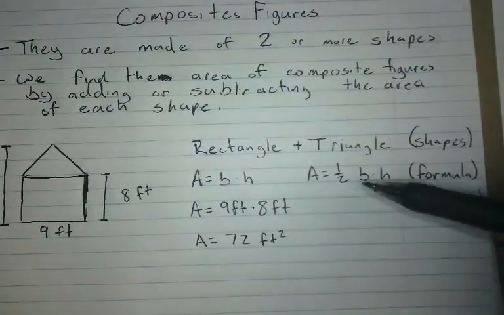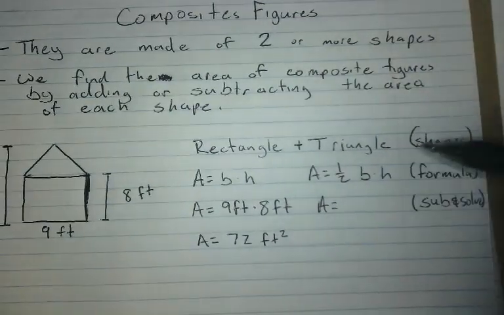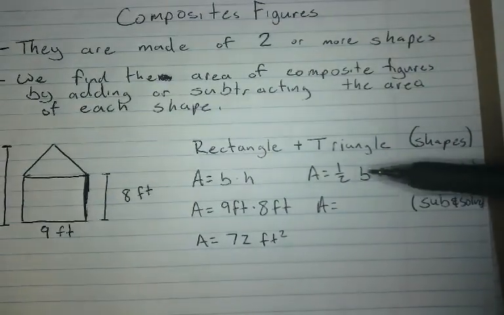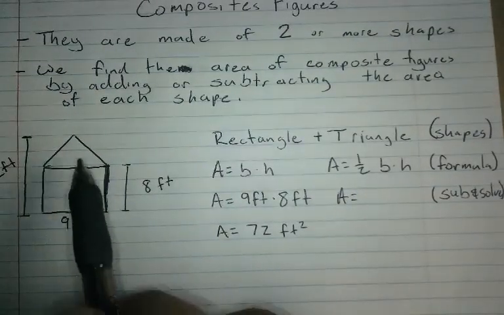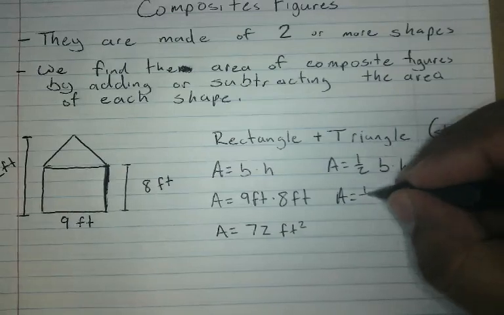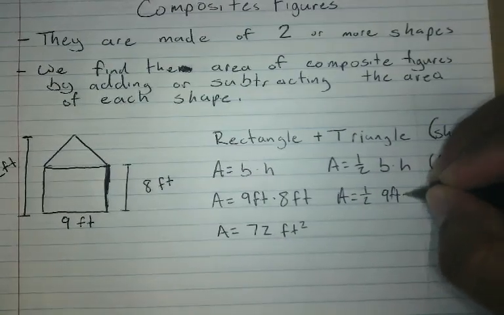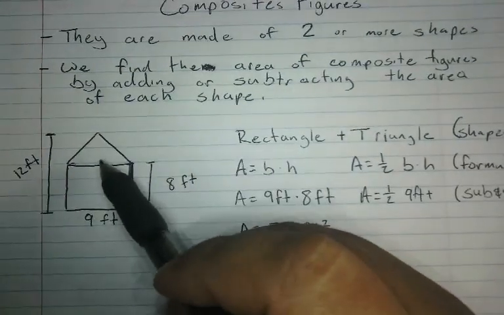Now I go over to my triangle. I know the area of my triangle is 1/2 base times height. The base of my triangle, well, the bottom right here matches the bottom right here. So I know my base will be 9. So 1/2 of 9 feet times, how tall is this triangle?